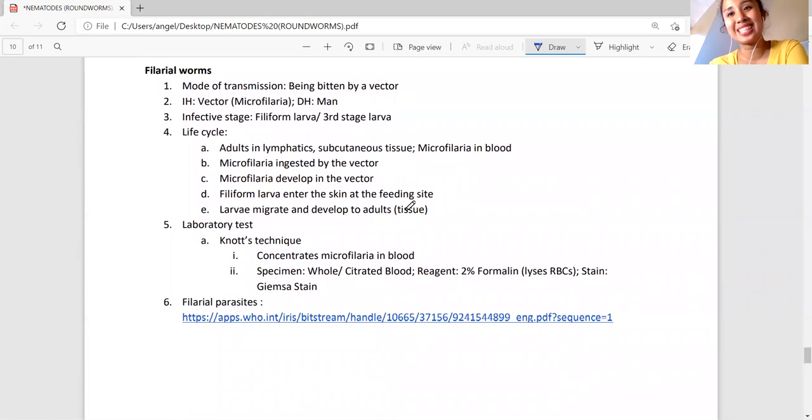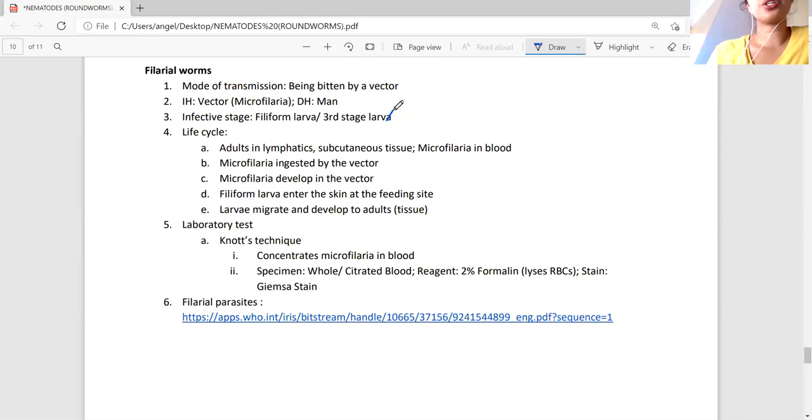And finally, guys, filarial worms. So, filarial worms are your blood or tissue roundworms. Yan. So, being bitten by a vector, by a fly, doon ka magkakaroon ng filarial worms. Yan. So, the intermediate hosts are your vector. They harbor your microfilaria. And your definitive host is man. Kasi, nasa atin ang adult stage. Yan. So, the infective stage is third stage larva.